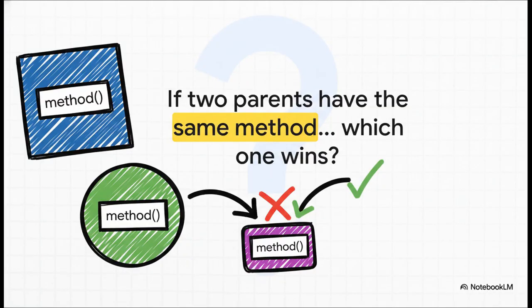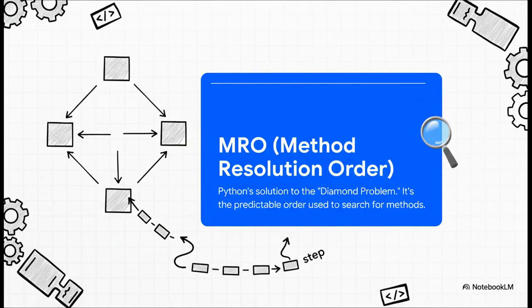So let's set the scene. You have one child class, but it has two parents. And what if both parents have a method with the exact same name? Uh-oh, when you call that method on the child, which one gets used? Who wins the tie? This classic headache is known as the diamond problem. But don't worry, Python isn't just going to guess. It has a super clear, predictable rulebook for this exact situation. It's called the Method Resolution Order, or MRO for short. Think of it as a search path that Python follows every single time.